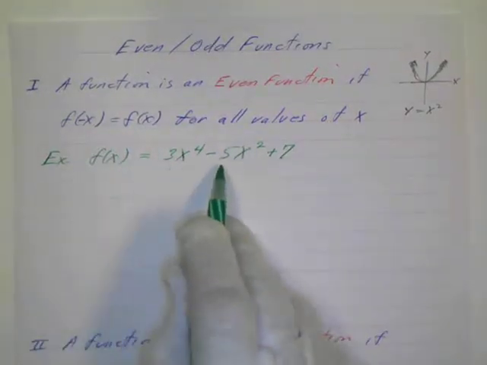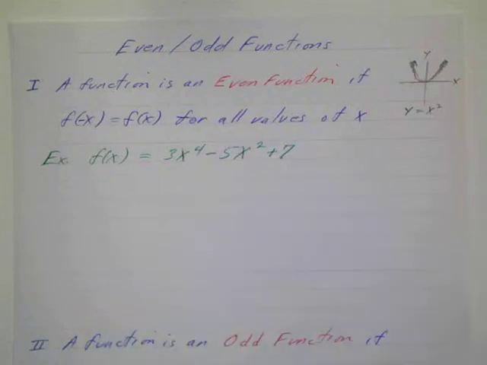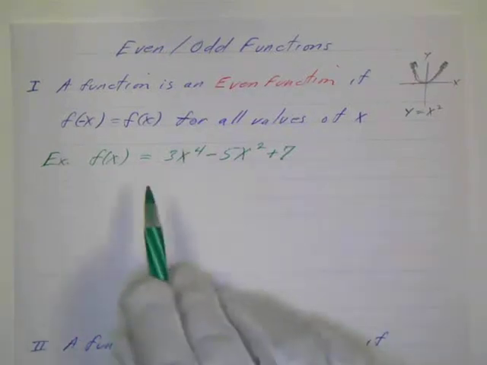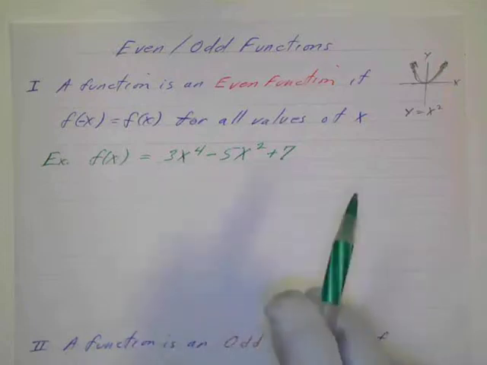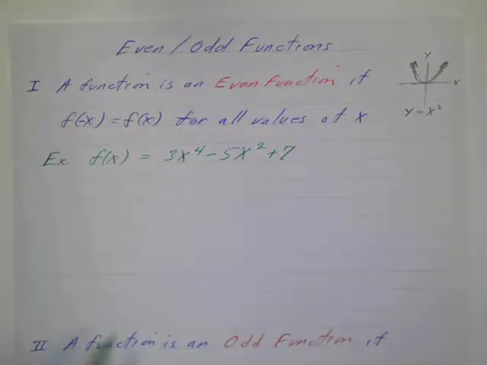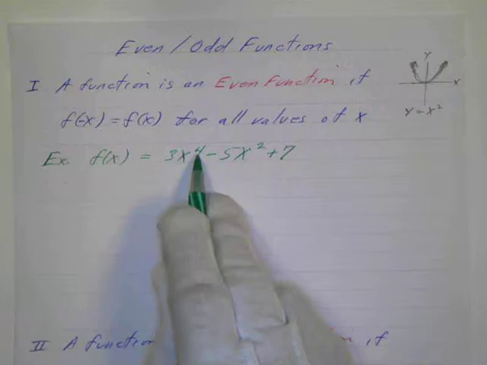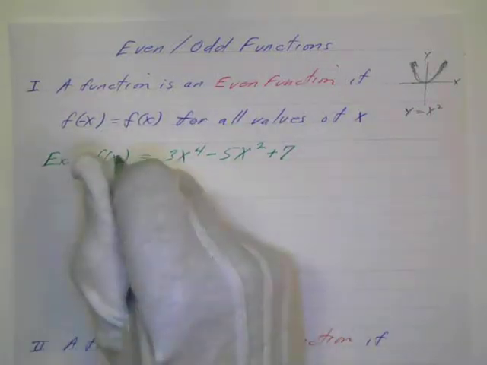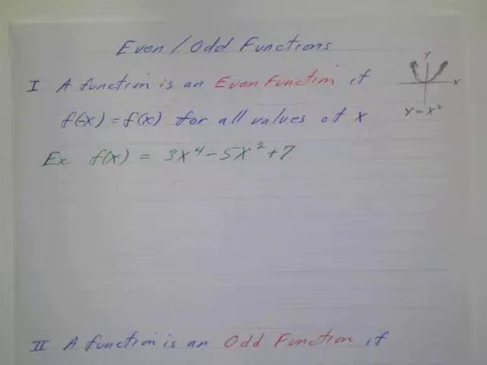3x to the fourth minus 5x squared plus 7. I can look at this and I know that this is going to be an even function. Remember, it's real easy to see: you just check all your exponents. If we have polynomials, all you have to do is check all the exponents, and if the exponents are all even numbers, it's an even function. Now, you might say, well, what about the 7?